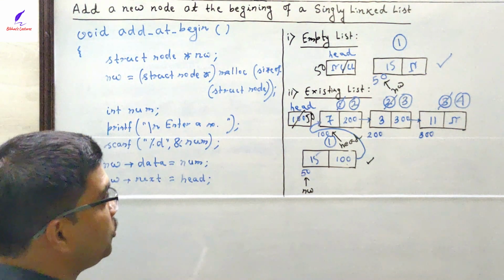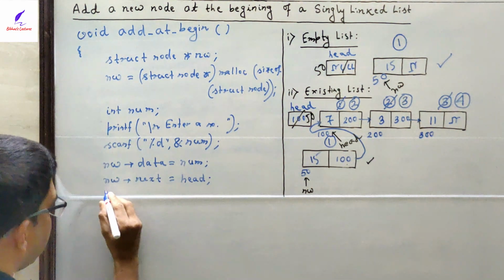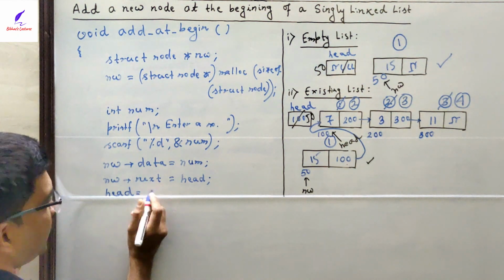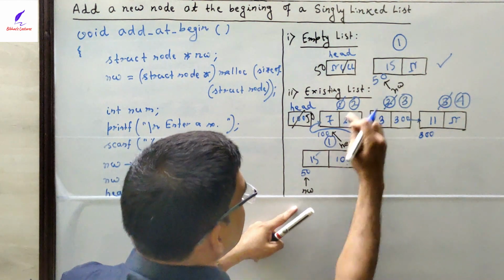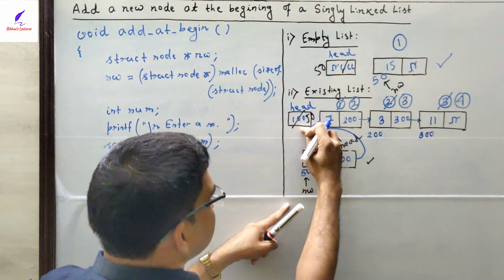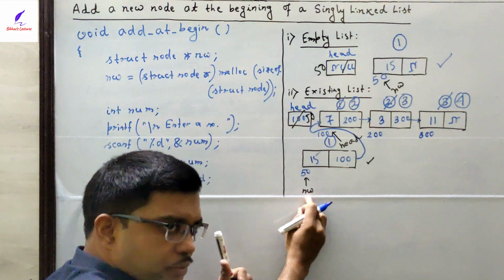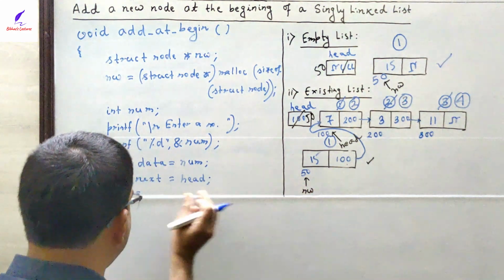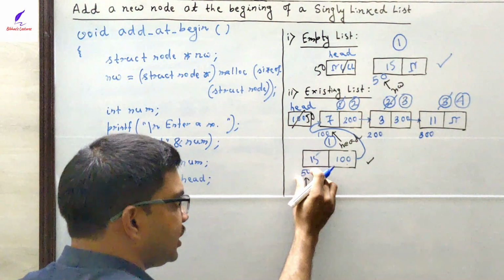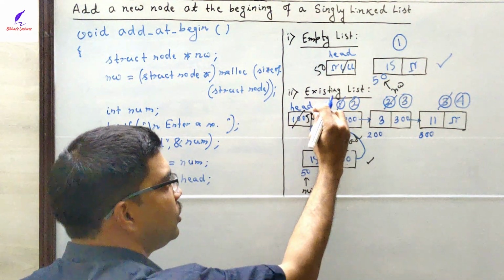Okay, so how to change it? We have to write head is equal to, what is the content of head? 50, and in both cases it will be 50. That means 50 will be the first node. So who is pointing to 50? You check the pointer NW. So we will write head is equal to NW. That means the NW value, that is 50, will now be assigned to head.